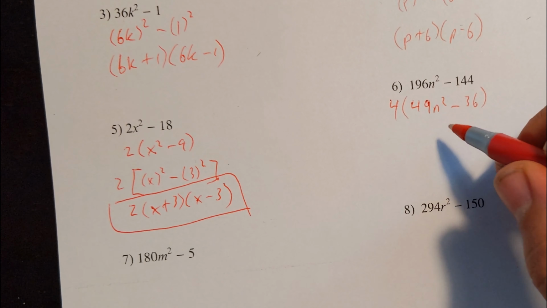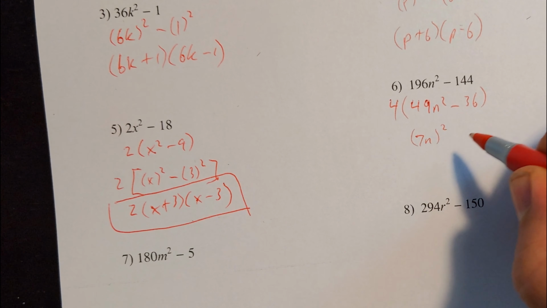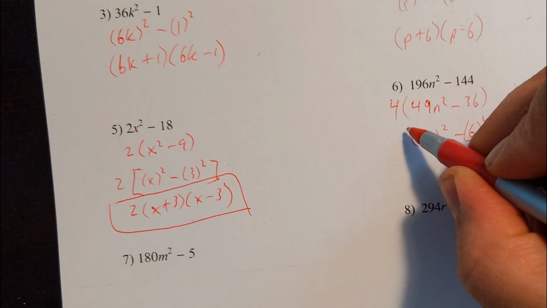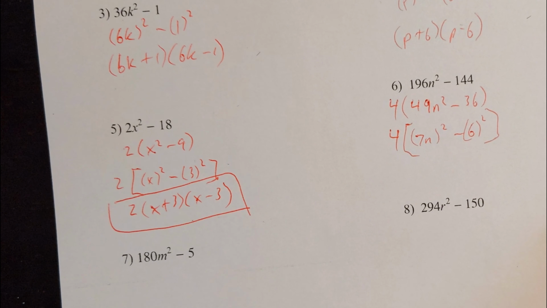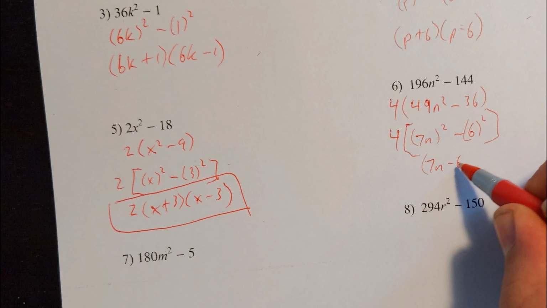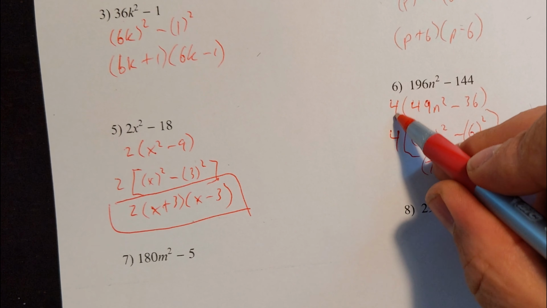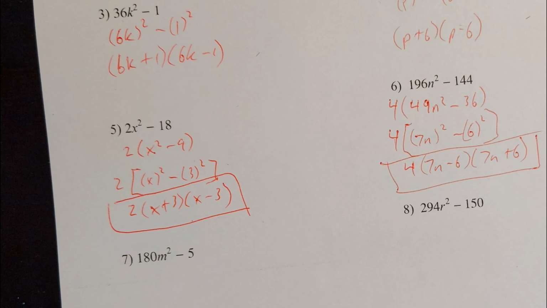Now the 49n squared is going to be 7n being squared. The 36 is going to be 6 being squared. And all of that gets multiplied by the 4. So in here we have 7n minus 6 and 7n plus 6, and then this 4 that was outside is still going to be in the front.